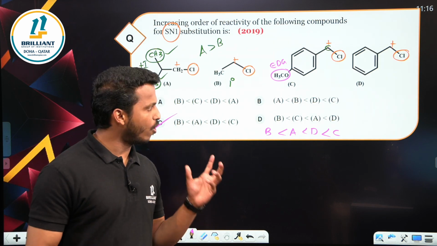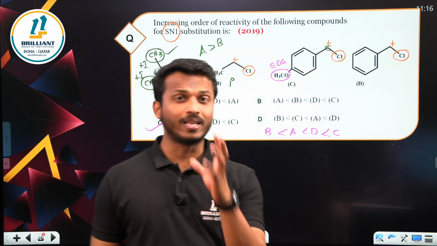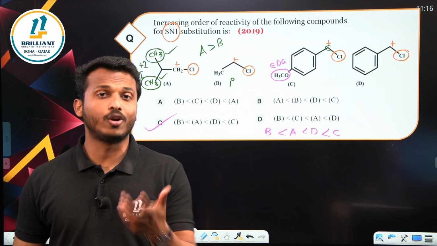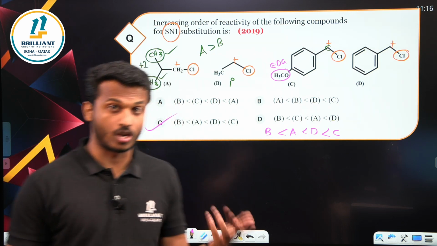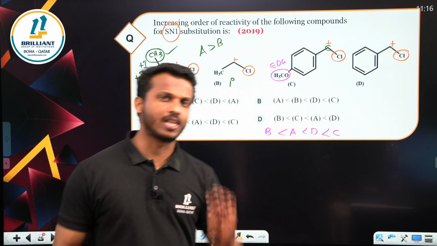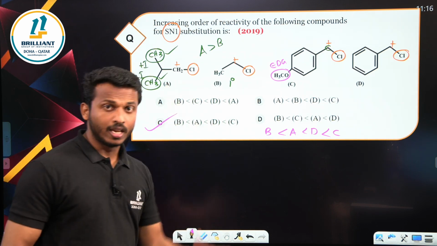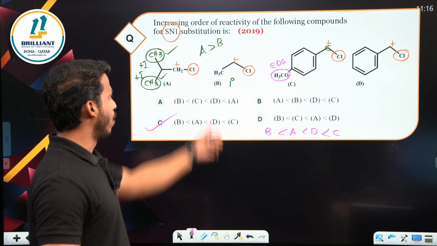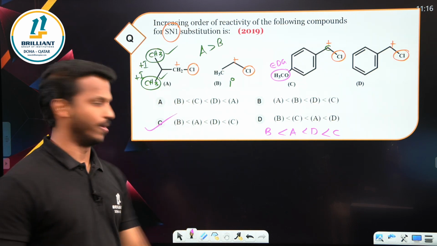Why is C more reactive toward SN1, dear all? Where the benzyl carbocation is more stable due to the presence of an extra electron donating group. What about D? There is only a benzyl carbocation. What about option A? There are some alkyl groups on a primary carbocation. What about B? That's only primary.